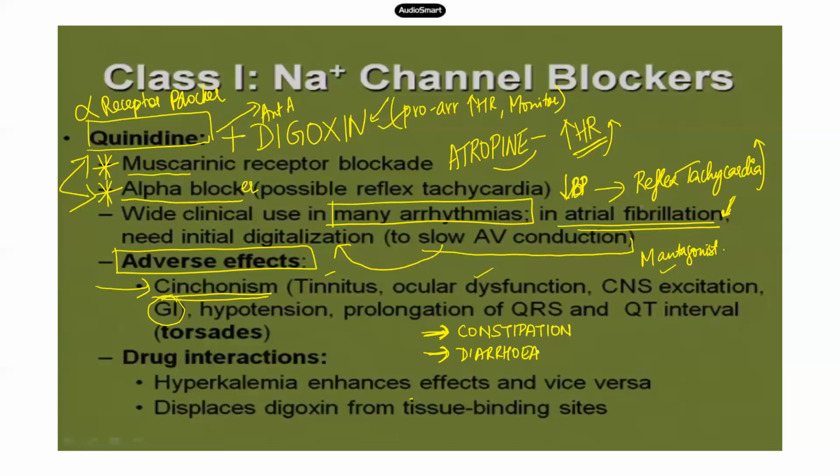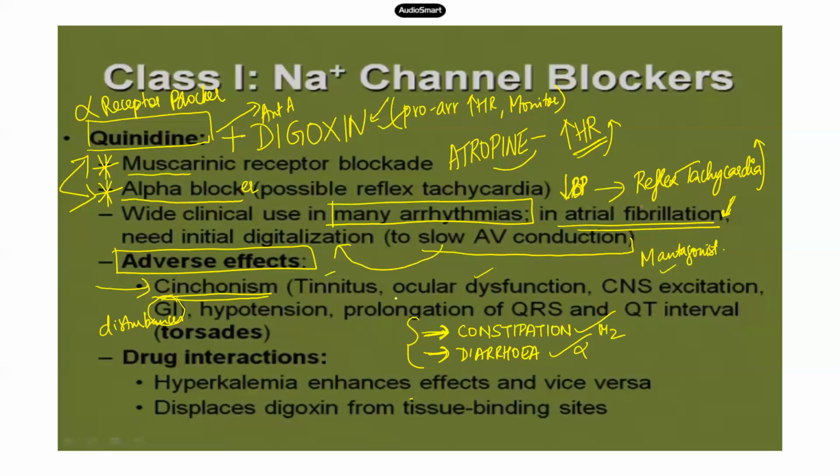Smooth muscles. So what is the patient likely to have then? Should the patient have constipation or diarrhea? Because quinidine possesses both the properties of muscarinic blockade as well as alpha receptor blockade. So what we do, we just write the patient will have GI disturbances, because the patient is likely to have both constipation as well as diarrhea. Constipation because of muscarinic blockade and diarrhea because of alpha blockade.